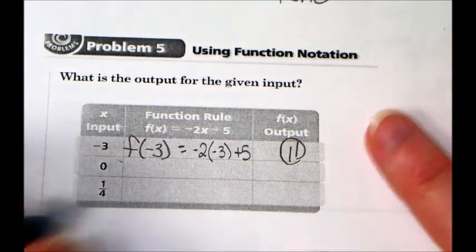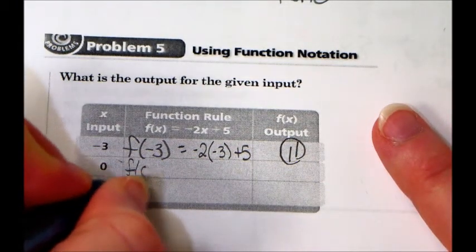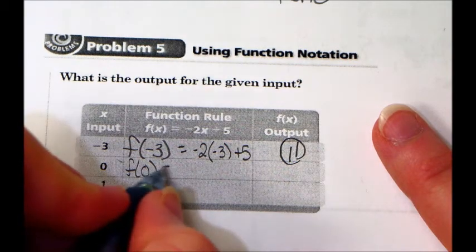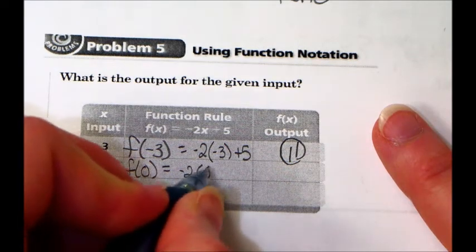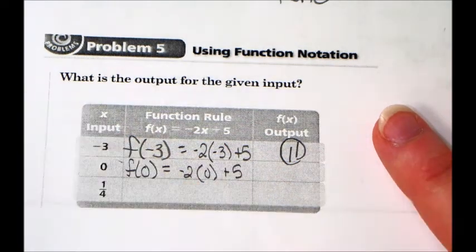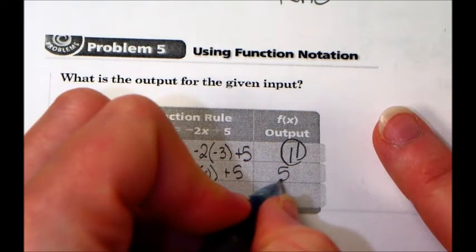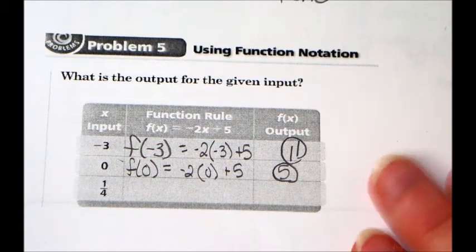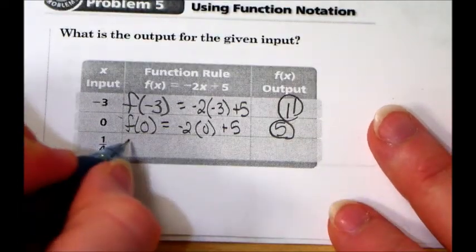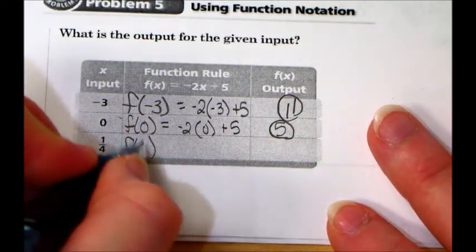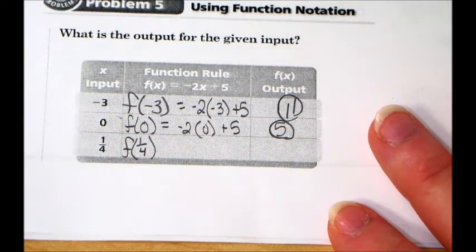Okay, let's plug in 0. So what is my function if I plug in 0? So I do -2 times 0 plus 5. Well, -2 times 0 is 0, plus 5 is 5. The last one, let's plug in 1/4. Nobody ever really likes to plug in fractions, but if you have a calculator, that's fine. You can use your calculator.